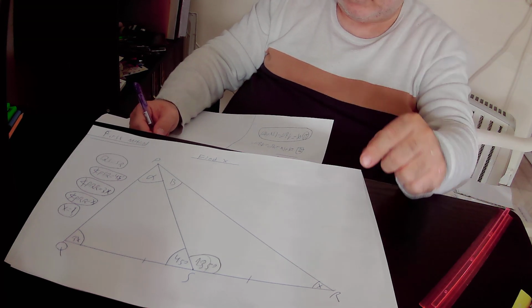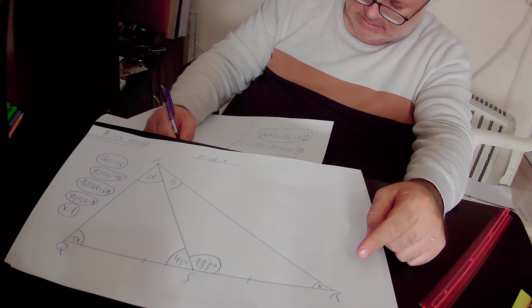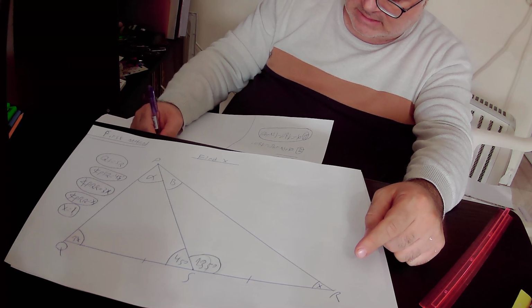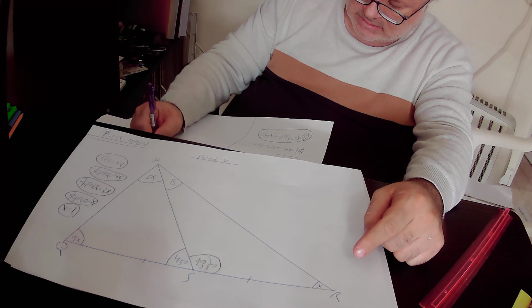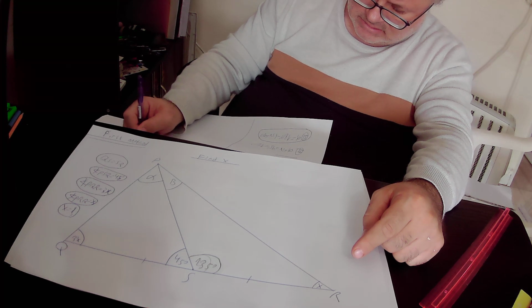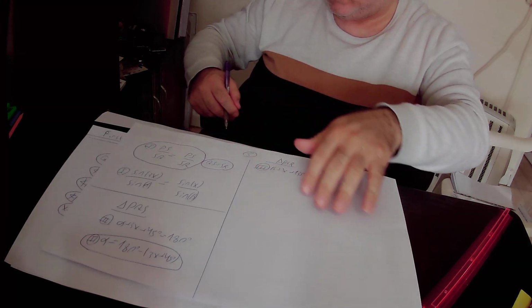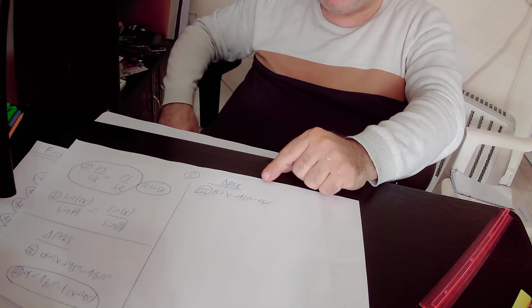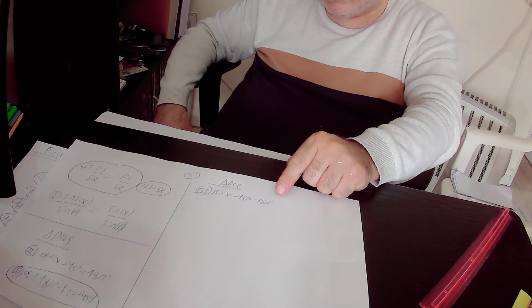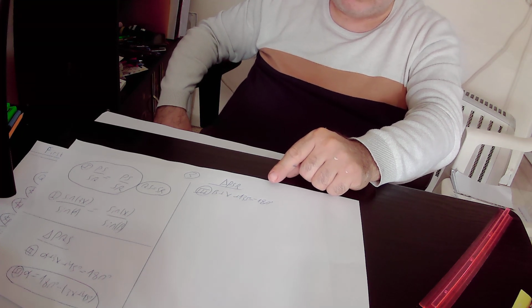That is to say, beta plus x plus 135 degrees must be equal to 180 degrees. I'll repeat again. Beta plus x plus 135 degrees must be equal to 180 degrees, according to the rule that the sum of the angles in any triangle is equal to 180 degrees.